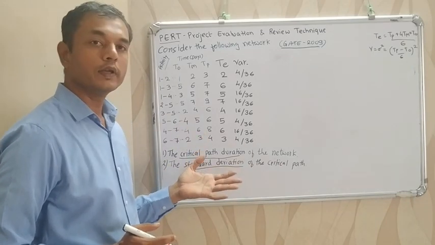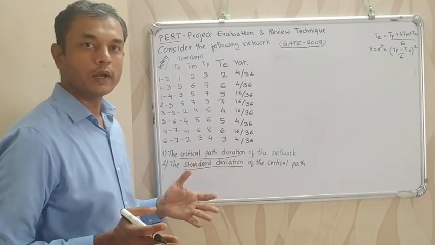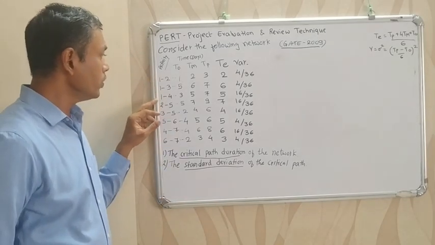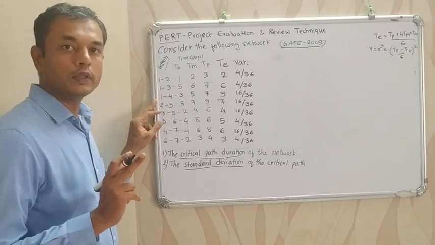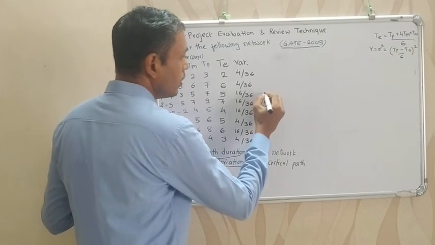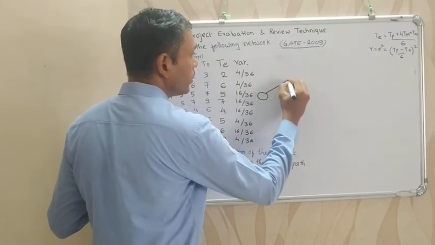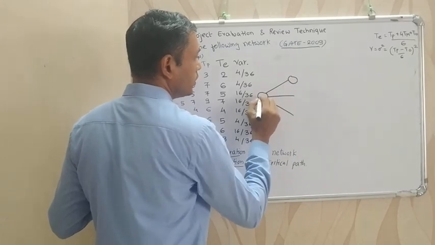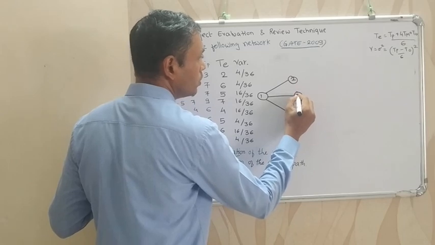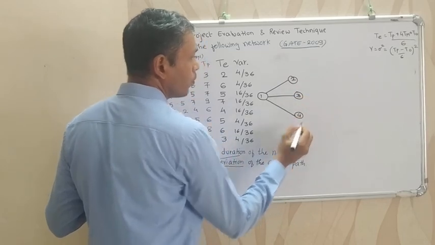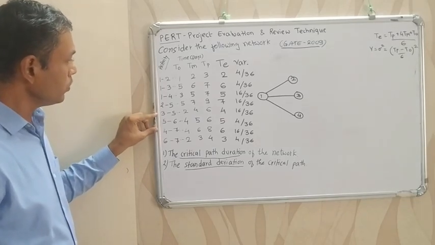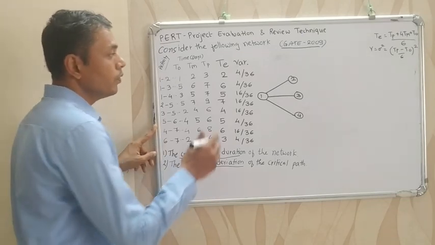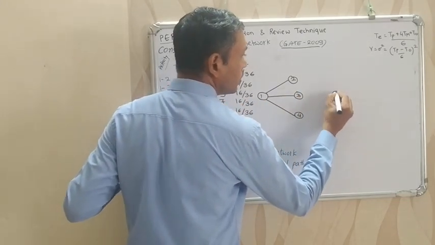So after calculating the variance, now we will draw a network diagram for identifying the critical path. So activity 1 to 2, 1 to 3 and 1 to 4. From event 1 there are 3 activities. Let's draw event 1, and from it events 2, 3 and 4. Then 2 to 5, 3 to 5 and 5 to 6. So 2 and 3 both are terminating in event 5.